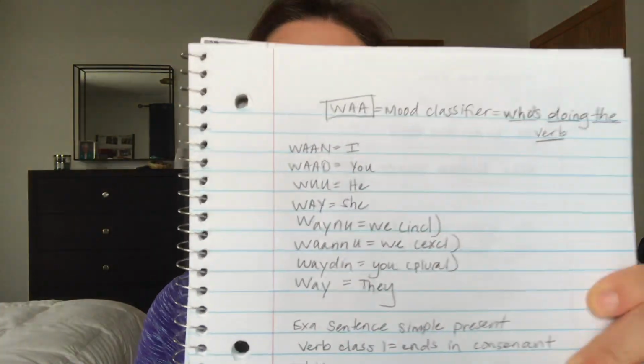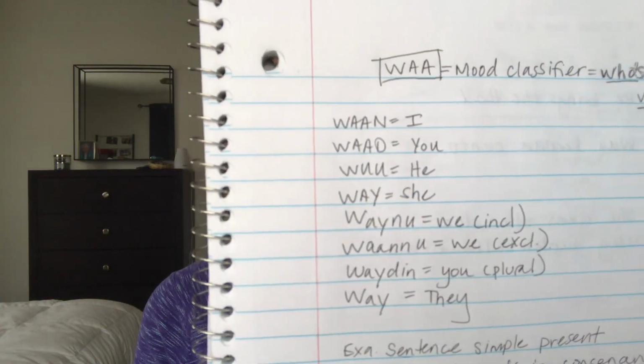So one thing we do have to use when building a sentence with a verb, we have to use a mood classifier before the verb. A verb mood classifier simply shows who's doing the verb. A really common one for verbs is wa, W-A-A. There are some other mood classifiers out there, ba and aha, and those typically are not always used with verbs, although sometimes they are. So it's not always consistent, but wa is typically always used before a verb to show who's doing it.